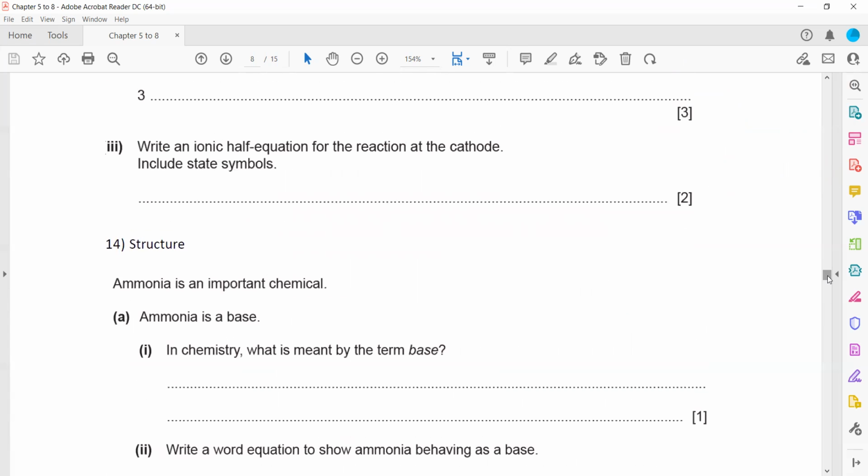Then write the ionic half equation for the cathode. So which ion is moving towards the cathode? Hydrogen is moving. When one hydrogen ion is there, it will take one electron and form a hydrogen atom. When two hydrogen ions are there, because hydrogen is a non-metal, it will take two electrons. As a result, it will produce hydrogen gas.